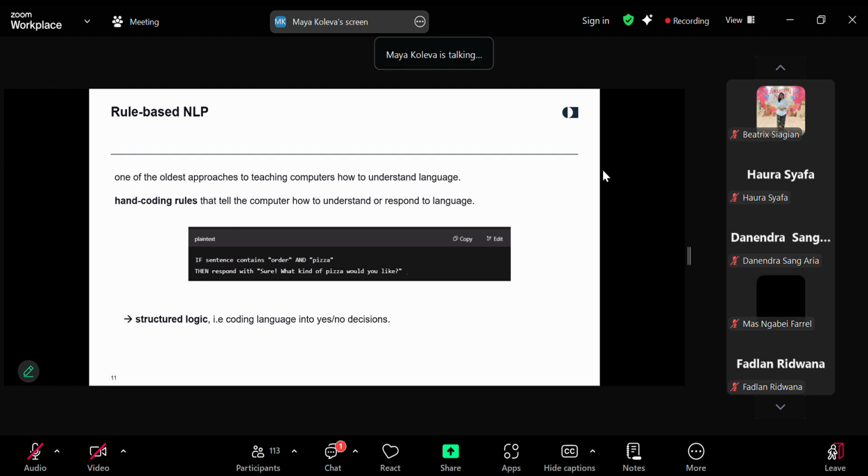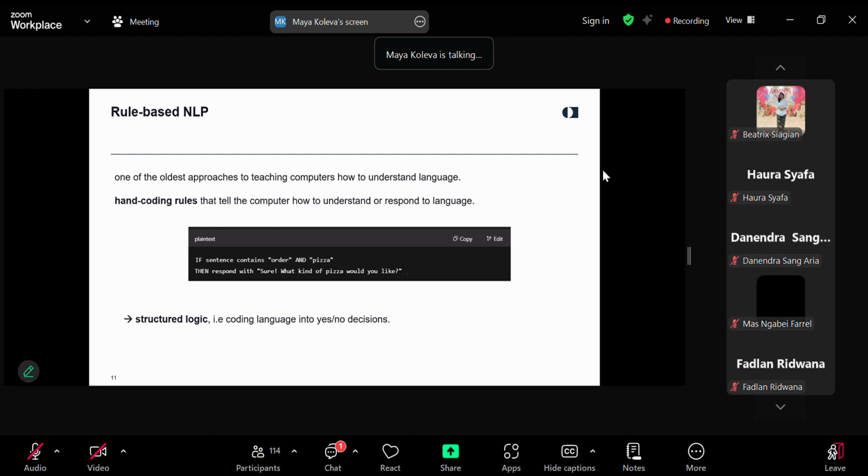Humans used to write these rules manually based on how language works. This is why it was quite a trendy discipline for many years, computer linguistics, because this is exactly what computer linguists were doing, writing this kind of language rules in a computer programmable way.